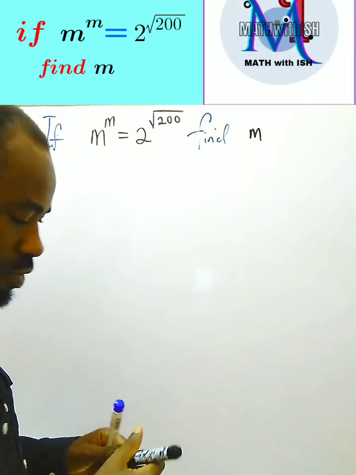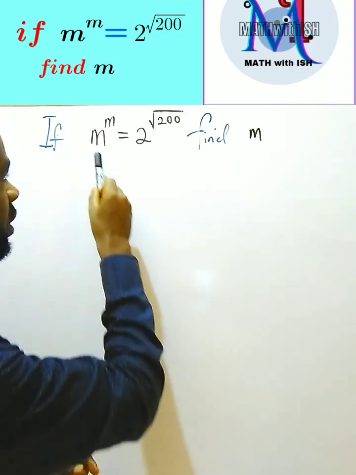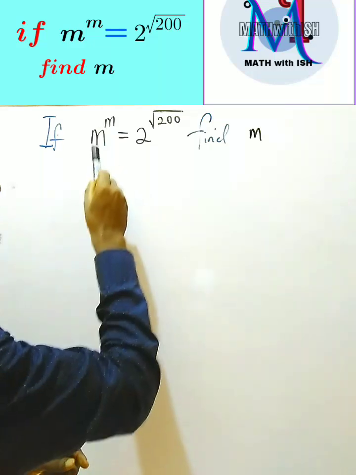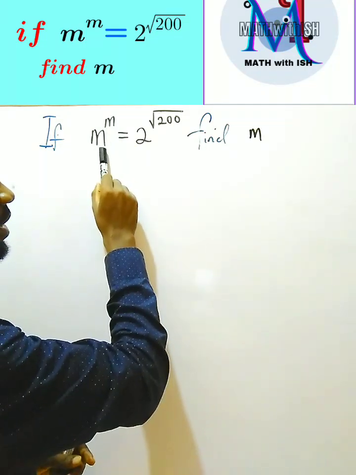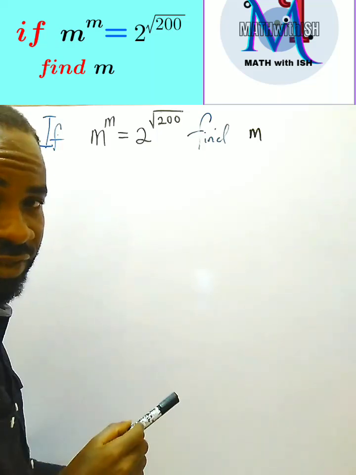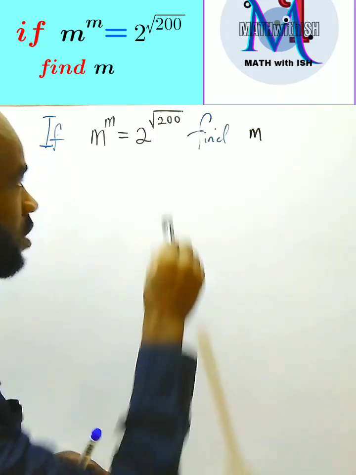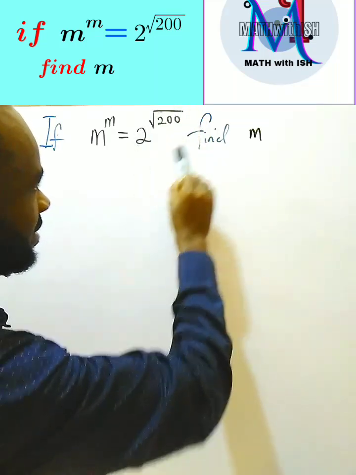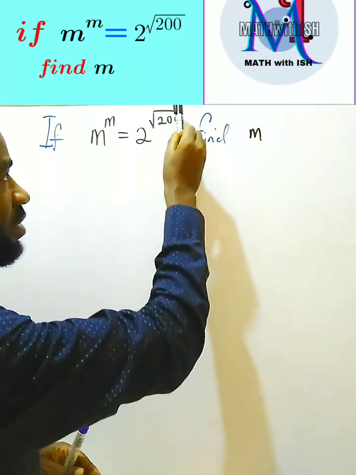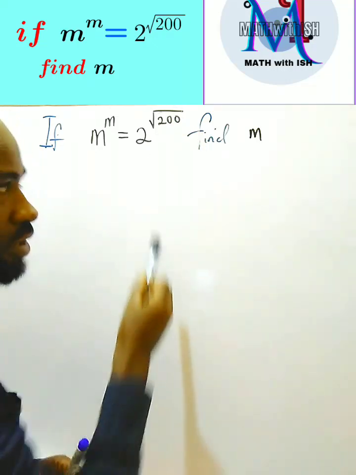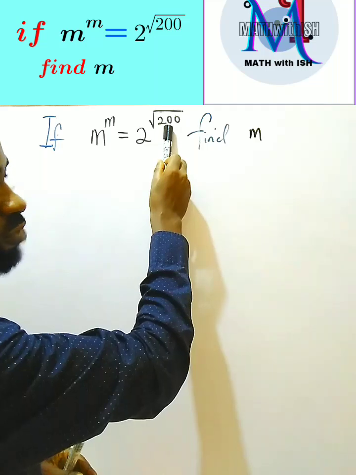Now, the solution to this is this. What we are going to do now is this. If we check this left-hand side, we have m raised to m, so the base and the power are identical, okay? So we are also going to make this right-hand side have the base and the power identical. Here the base is 2 and the power is square root of 200.